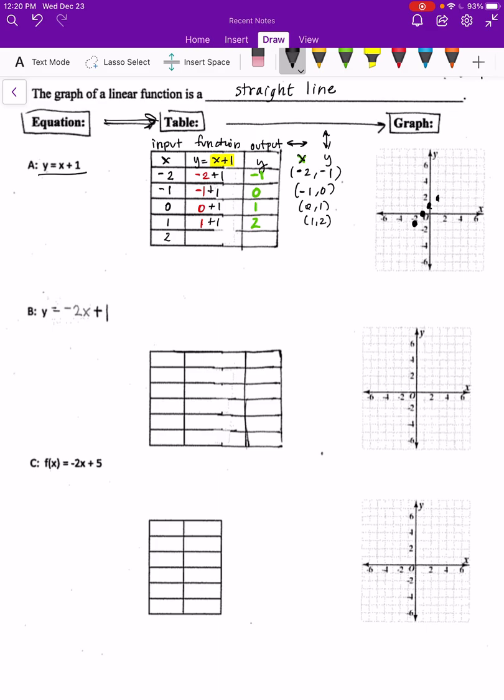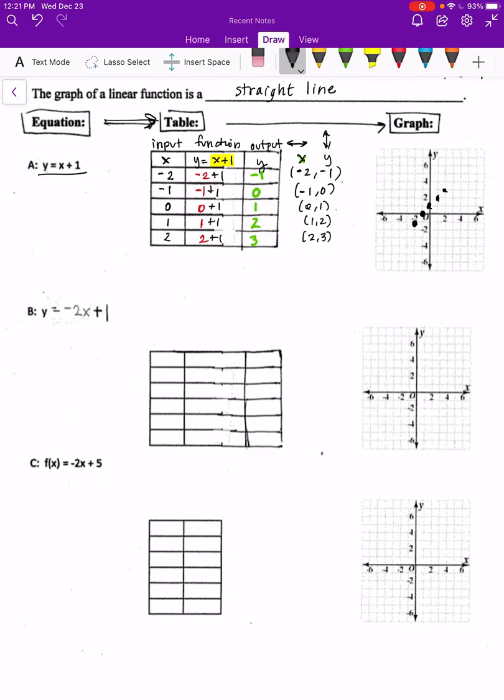And last but not least, I'm going to plug in 2. So it's going to be 2 plus 1. And 2 plus 1 is 3. So my actual point is 2, 3. Over to 2, up to 3.